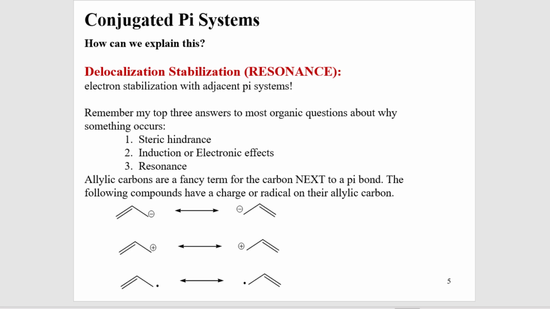Remember that the top answers in organic chemistry are typically steric hindrance issues, induction or electronic effects, and resonance, conjugation. So allylic carbons are just really a fancy term for the next carbon to a pi bond. And so when you have a charge at this position, it's said to be conjugated. Okay, kind of repetitive, nothing new here. That's why I had the big green review sign up at the top.